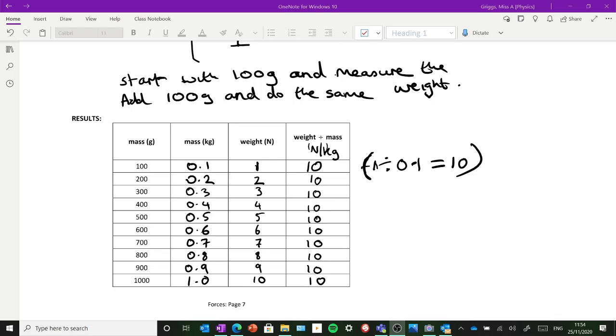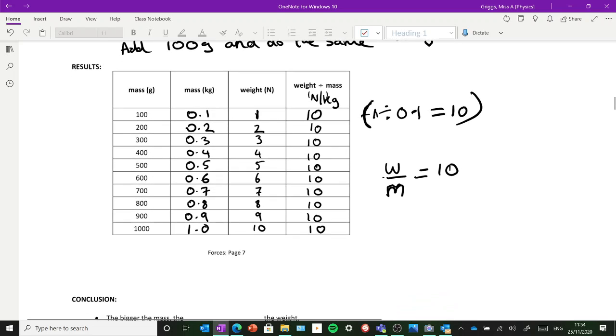Right, so weight divided by mass equals 10. Okay, so if you rearrange that, you get weight equals mass times by 10. And that is true on Earth. So if you wanted to work out what your weight was, you would take your mass in kilograms and you times it by 10. And that would be your weight on Earth.